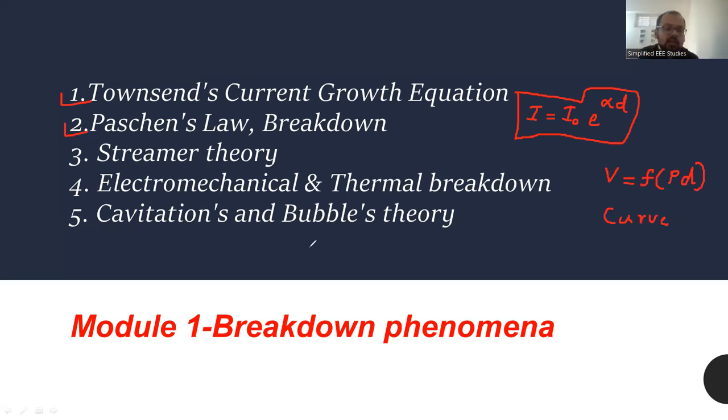Another important question is streamer theory. You have to explain the streamer theory with the following sequence. I have explained the sequence, so kindly go through my previous videos. Another important question, related to solid dielectric breakdown, is electromechanical and thermal breakdown. Both are separate breakdowns, so you have to go through the individual breakdown mechanisms.